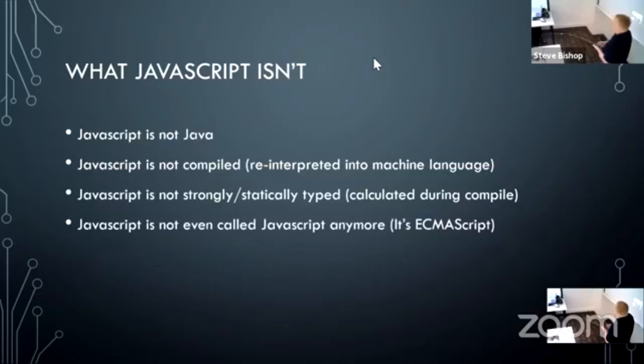And then JavaScript is not even called JavaScript. It's called ECMAScript. ECMA, E-C-M-A, is a body of people that took over the versioning and development of JavaScript. And they renamed it ECMAScript when they took it over. Now, we still call it JavaScript, because that's what we've all come to know it as. But technically, it's owned and managed by ECMA. So we call it JavaScript, but it's really ECMAScript. I know. It's kind of weird.